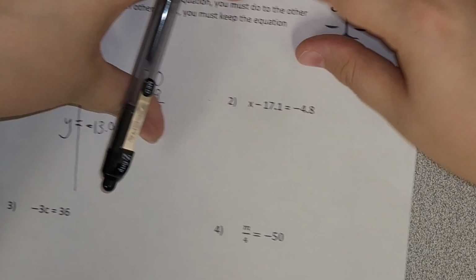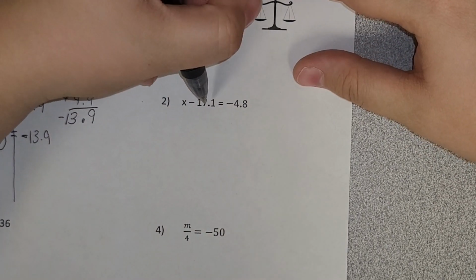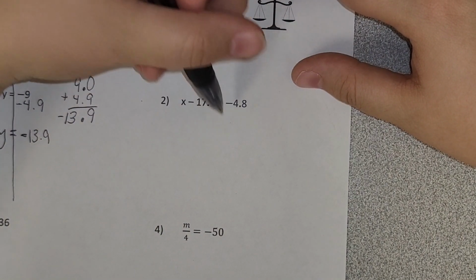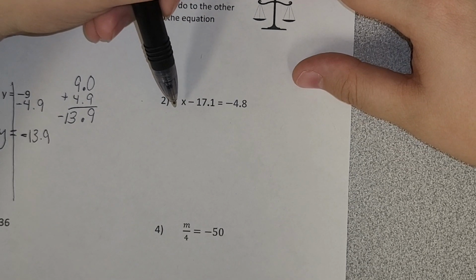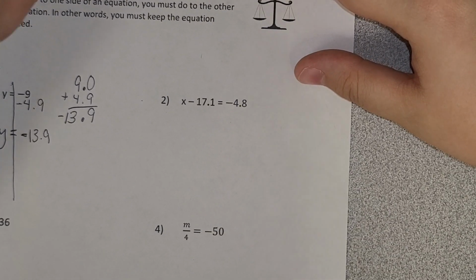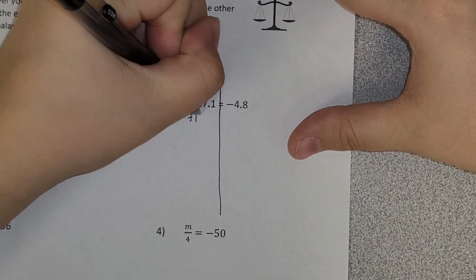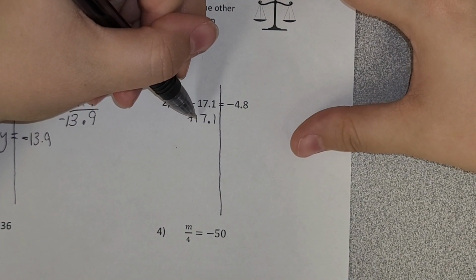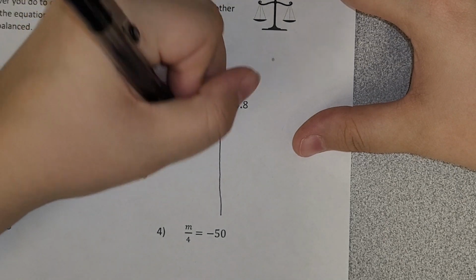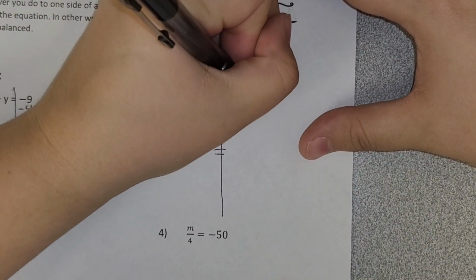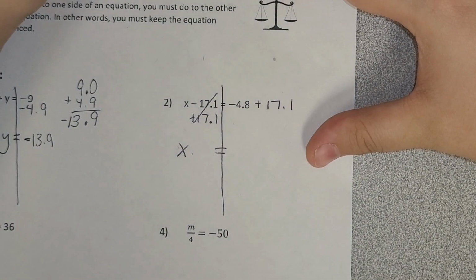All right? Over here we've got x minus 17.1 equals -4.8. Okay? We got subtraction happening to our x. We need to isolate it by undoing that subtraction. So in order to undo subtraction, we do addition. So I'm going to draw my line to keep it balanced. I'm going to add 17.1, which -17.1 plus 17.1 is 0, so they cancel out. I got x by itself. But I also need to add 17.1 to my -4.8.